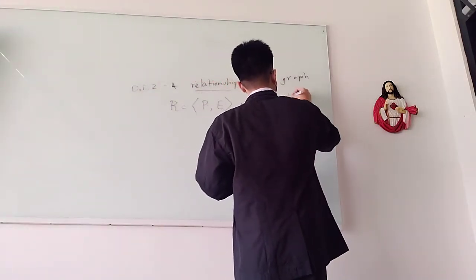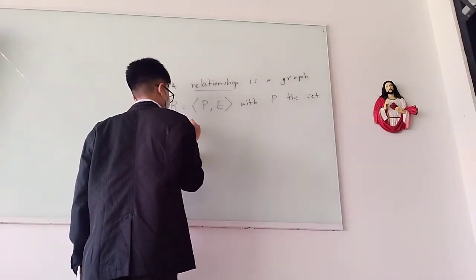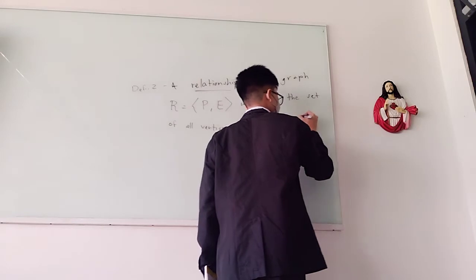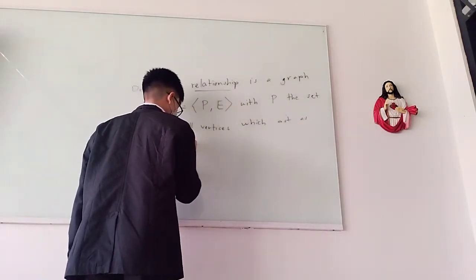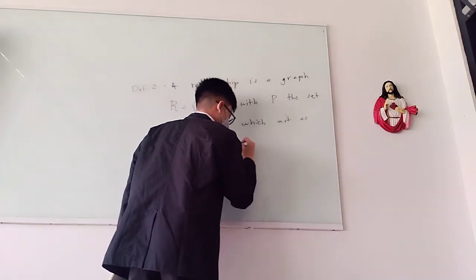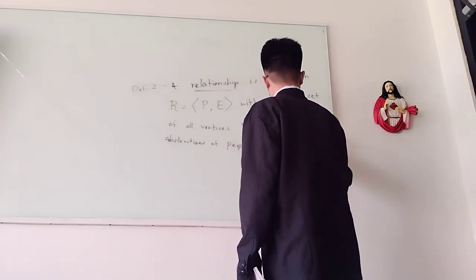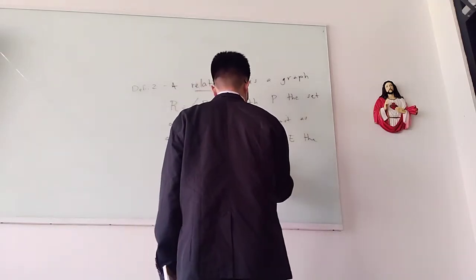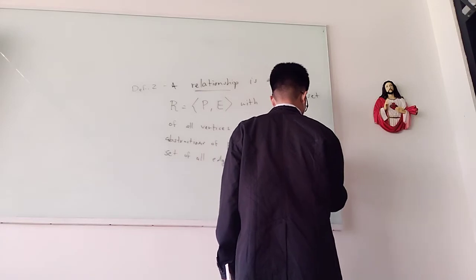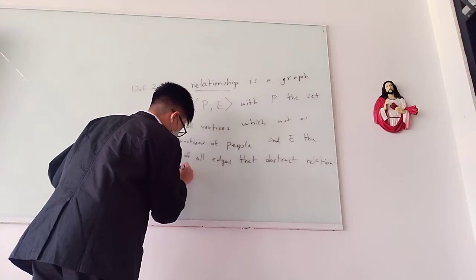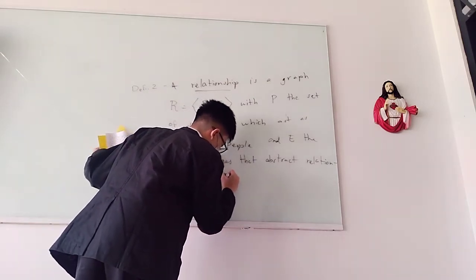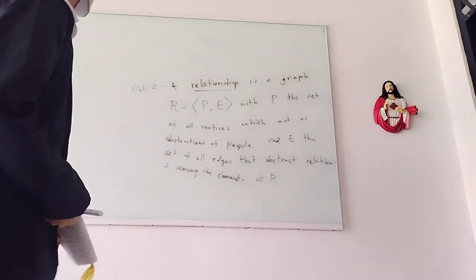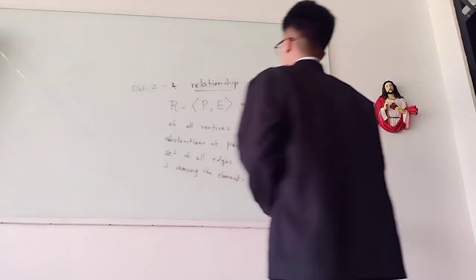With P the set of all vertices which act as abstractions for people, and E, the set of all edges that abstract relationships or relations among the elements of P. Okay, so that is a relationship in the context of graph theory.